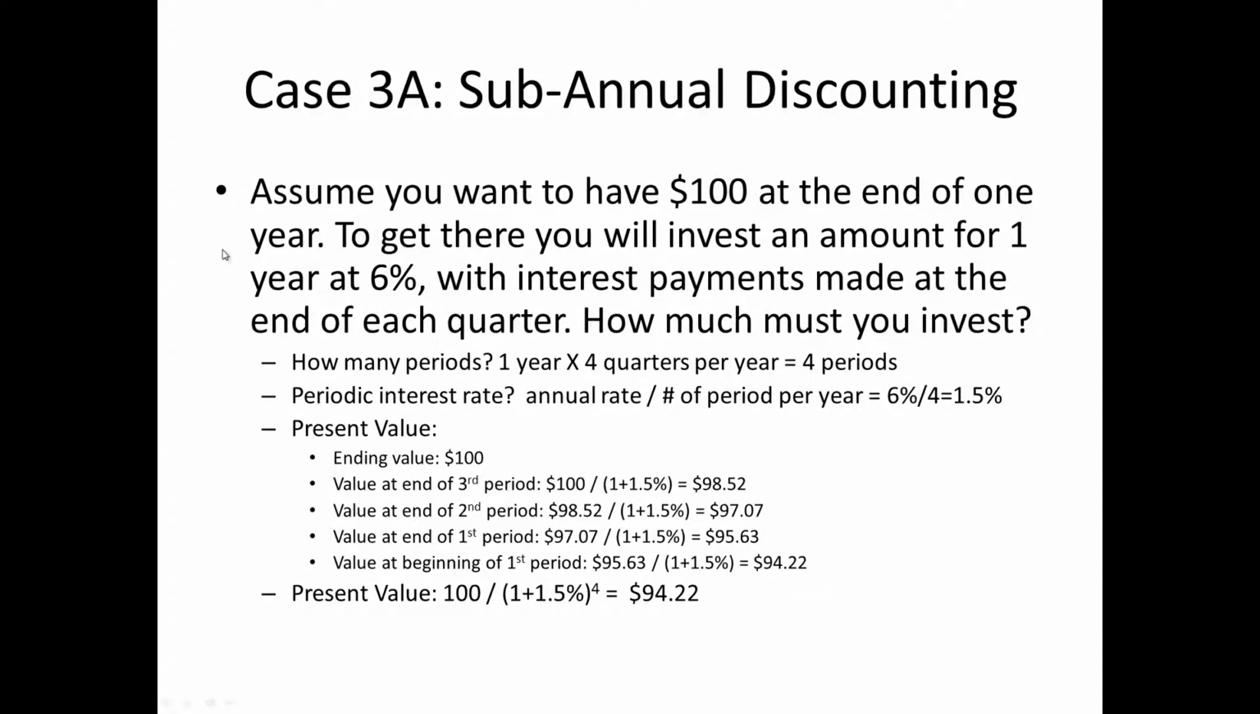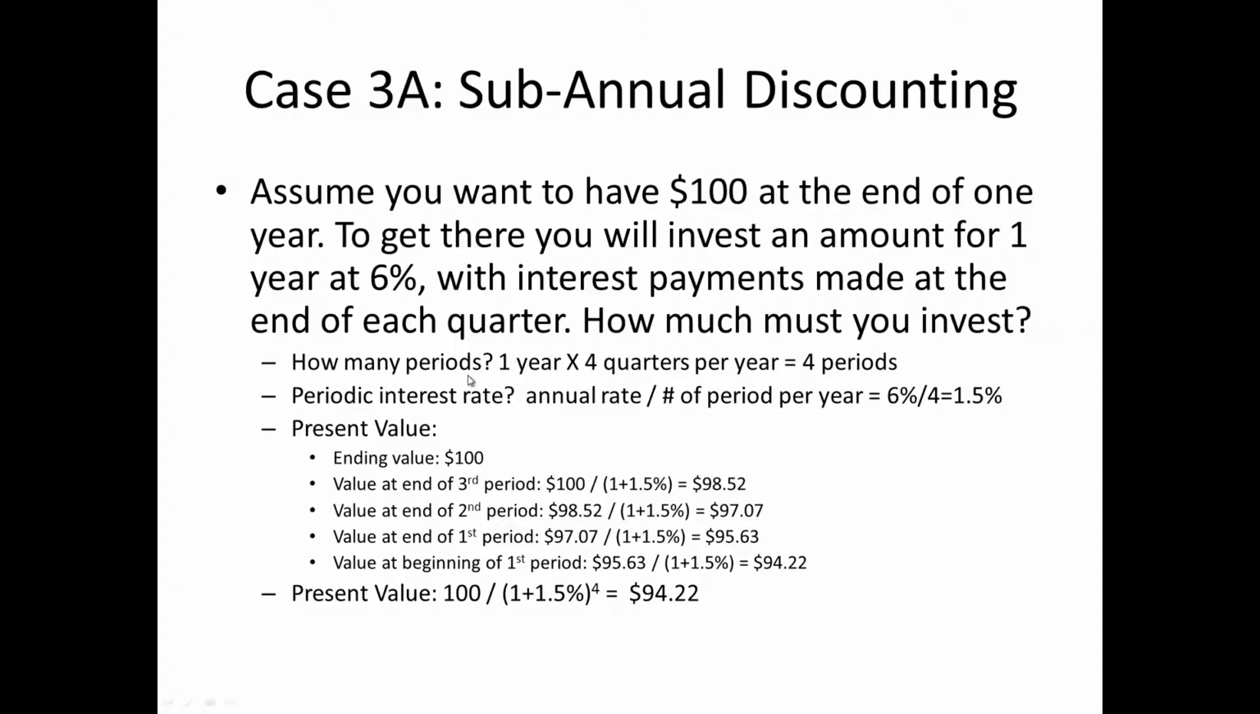So you want to have $100 at the end of a year. To get there, you're going to invest some amount for 1 year at 6%, but the 6% isn't going to be paid at the end. Instead, you're going to get interest payments made each quarter, right? And so with a nominal rate of 6%, you recognize that when I get paid more frequently, that builds interest faster, so maybe I don't need quite as much. Okay? So how much must I invest?